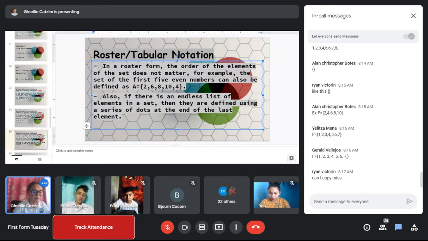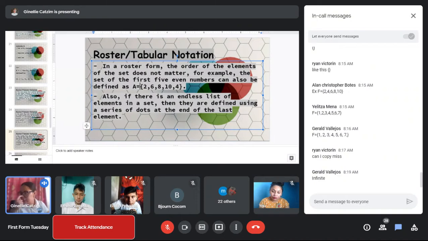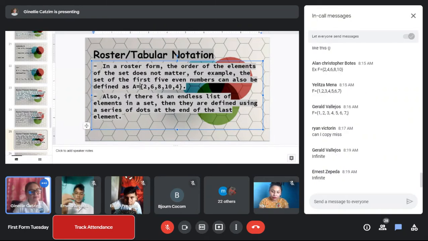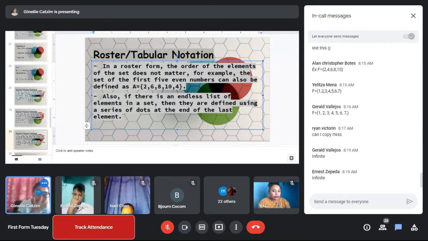Infinite. Let me see on the chat box, or you can unmute yourself. How do we call an endless list of elements? Very good. Infinite, right? We call that infinite. So if we have an infinite set, then they are defined using a series of dots at the end of the last element, right?